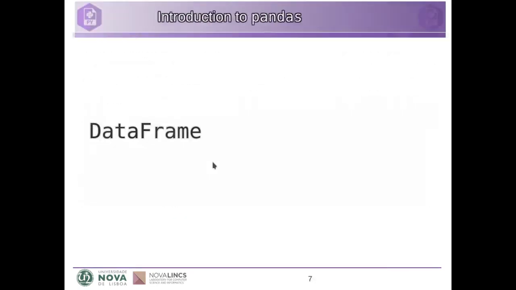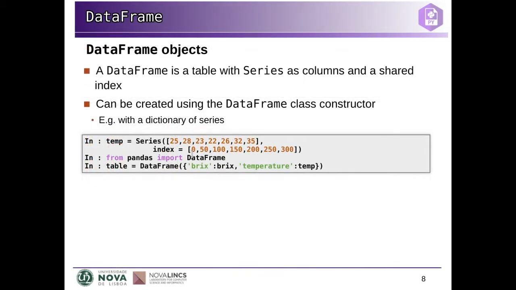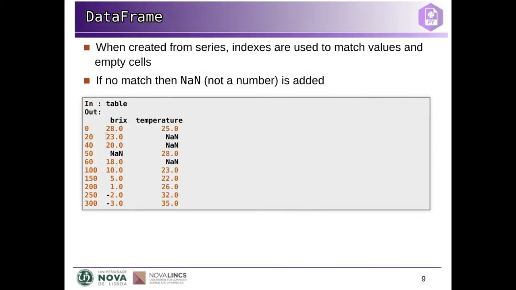For example, we have bricks values for time 0, 20, 40 and 60. And we have temperature for times 0, 50 and 100. So this means that we have a value for the bricks index at 20 hours, but we don't have a temperature there, neither at 40. But then we have temperature at 50, but we don't have the bricks value for 50. So this is not a problem because they all have the same index, and pandas can match the column and fill in the gaps with these not a number.